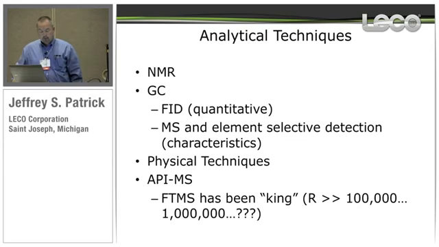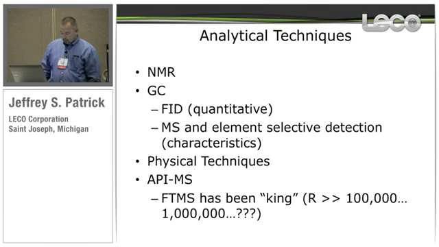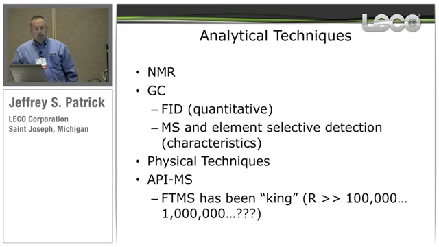Analytical techniques that have been used historically are NMR and GC with FID for the quantitative analysis, and MS and elemental selective detections for the characteristic aspects. Also physical techniques. And then, relatively recent, API-MS with FTMS really leading the way. It has been king for decades. I call resolving power greater than 100,000. It's far greater than 100,000. And if you go visit Alan Marshall's lab, you can see really big numbers and a really big instrument.